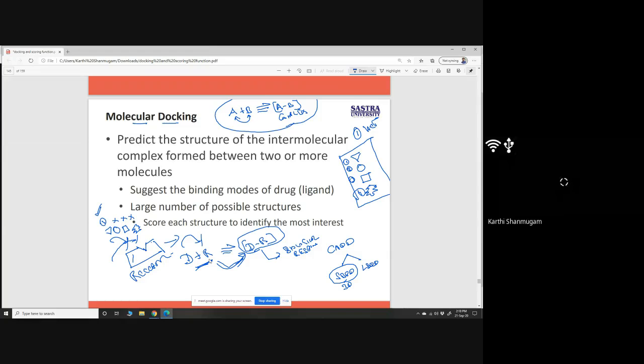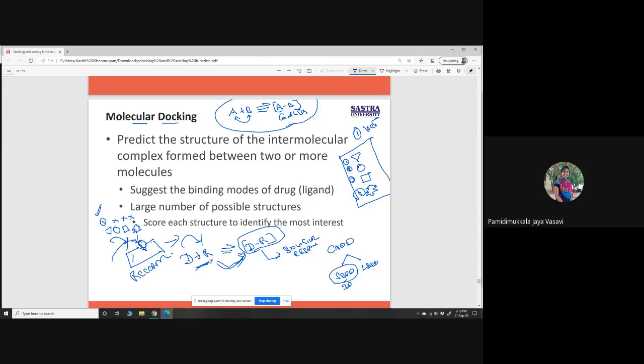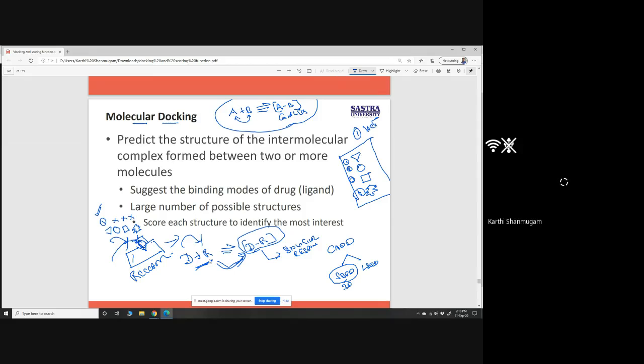Can I dock the second molecule? No, sir. Can I dock the third molecule? No, sir. Can I dock the fourth molecule? But I can dock the first molecule, right?